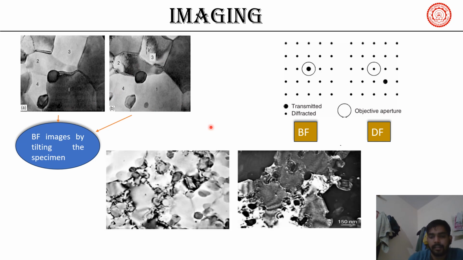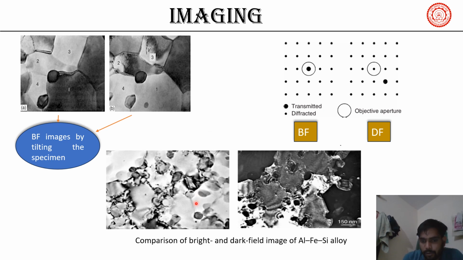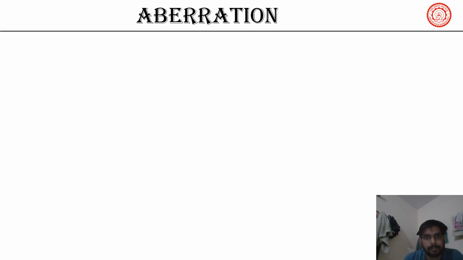And this is the comparison of dark and bright field images. This is the same sample. This is a bright field image of the sample, and this is the dark field image of the same sample, which looks different.